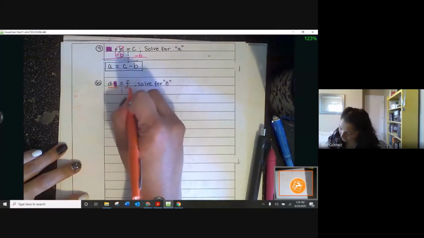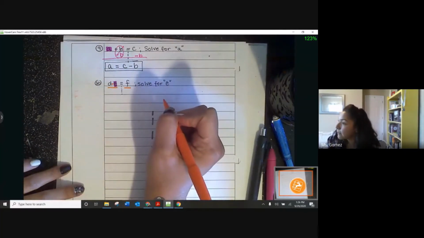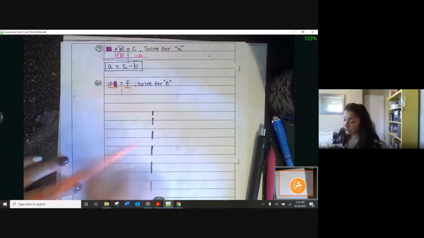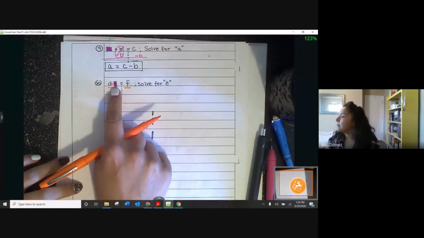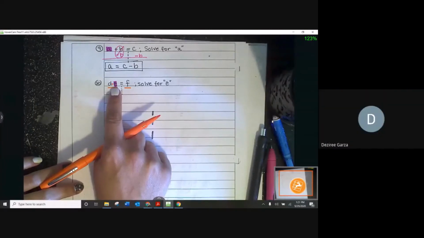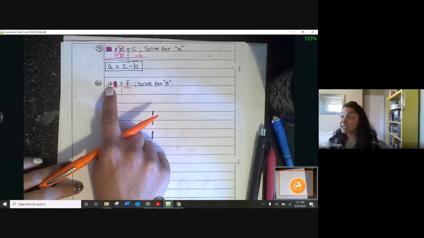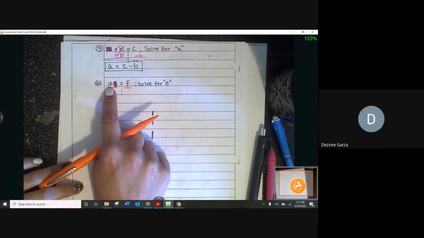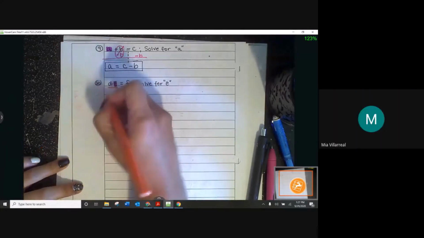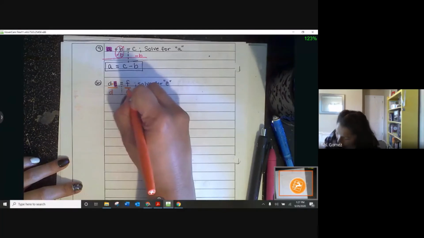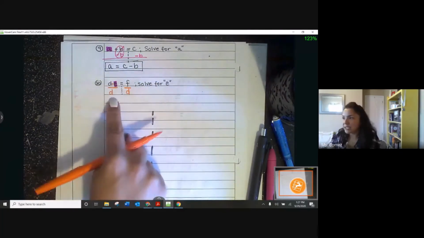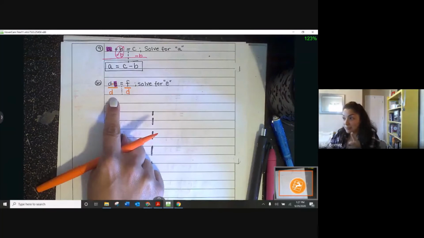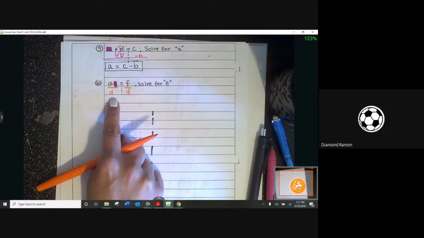What do I want to get rid of? I want to get E alone, so what do I divide by? D. Yes, because we had B on the last one. D is in dog. And D divided by D, you guys know this answer. Just like 2 divided by 2, negative 3 divided by negative 3, D divided by D is 1.